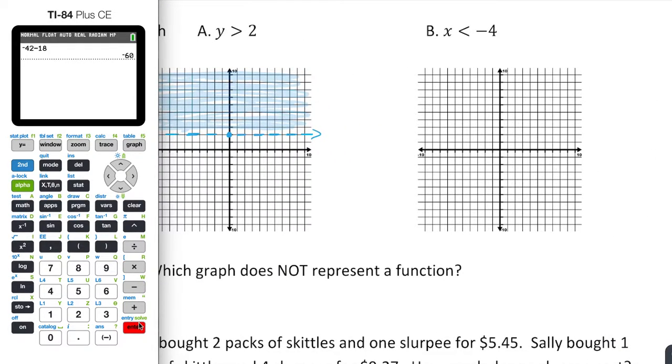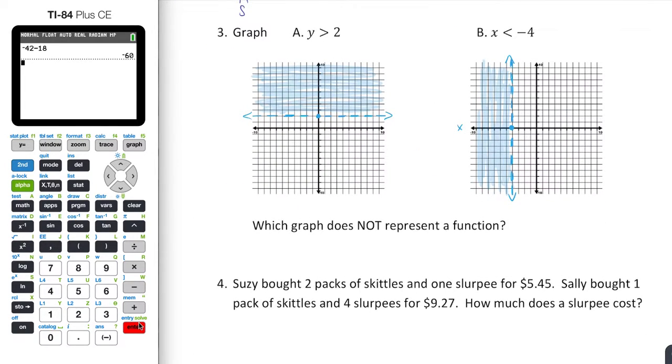Then we have x is less than negative 4. So we're going to go on the x-axis here. Go to negative 4. This one's going to be a vertical line at negative 4. So it's going to look like this. Again, it is a dashed line because you don't have that equals underneath the inequality sign. So x is less than is going to be the smaller numbers that are to the left. So that should be your graph.